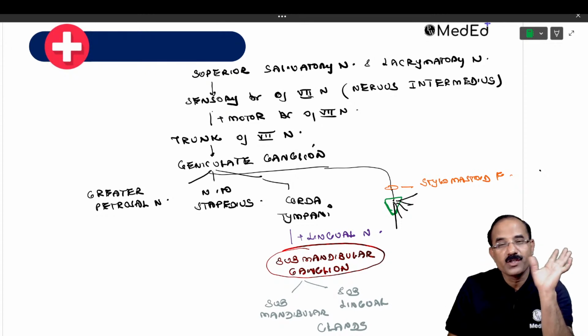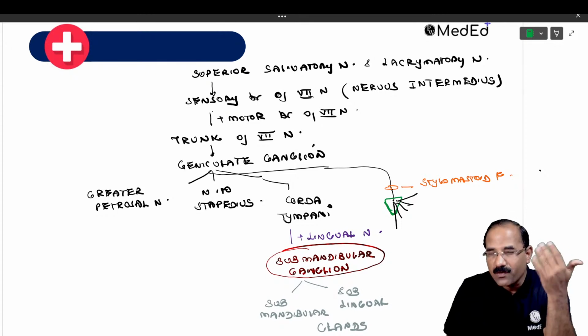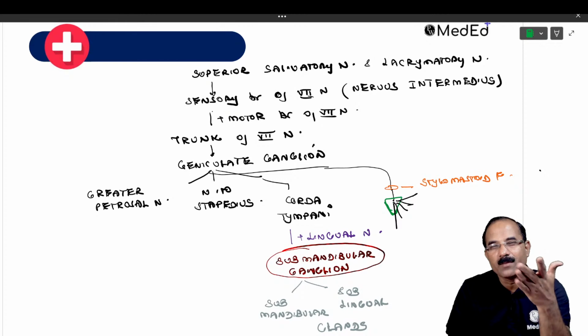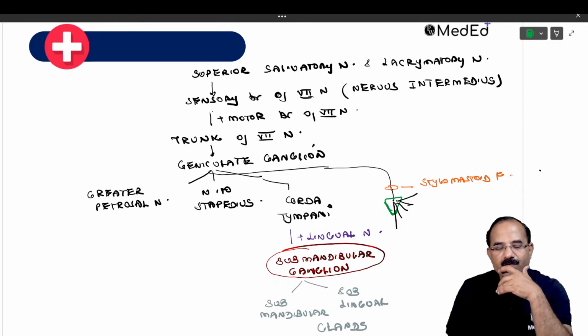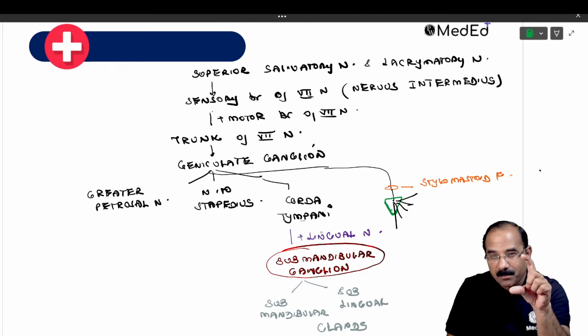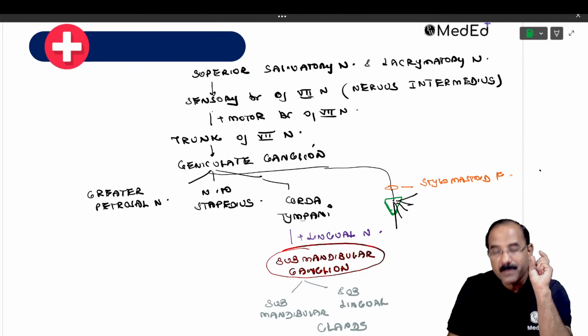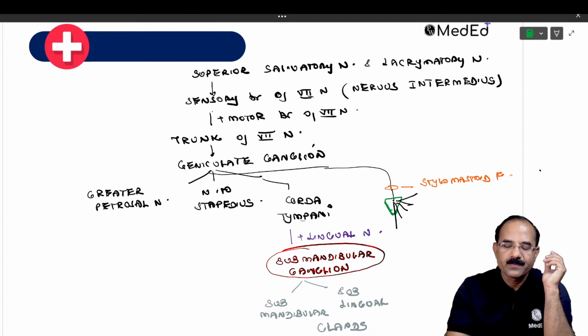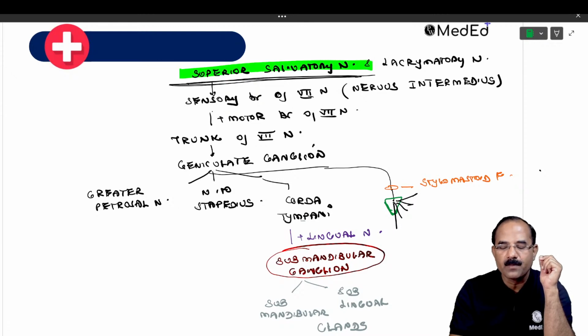Facial nerve. Which branch of facial nerve supplies the submandibular and sublingual gland? क्या बोलोगे? Chorda tympani. Which branch of facial nerve specifically? Chorda tympani. Okay. Now you tell me, where is the superior salivary nucleus located? In the brainstem. है ना? ये brainstem के अंदर है.